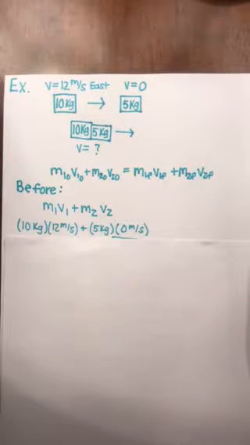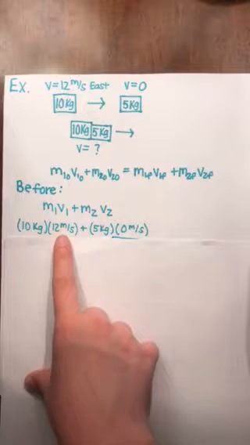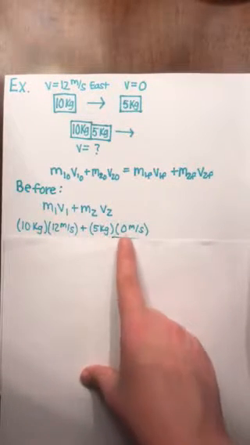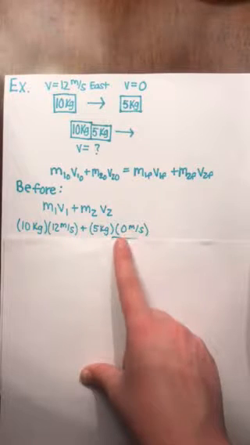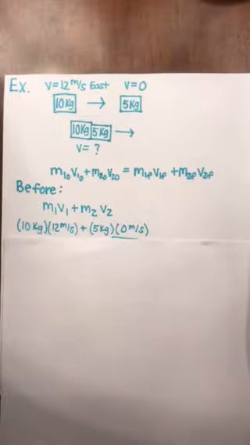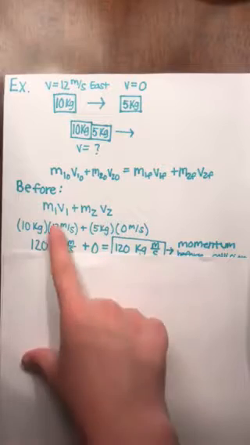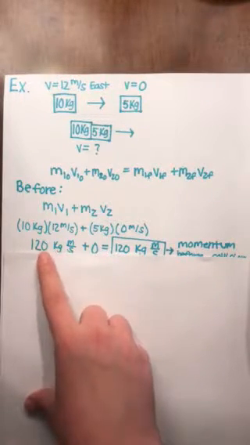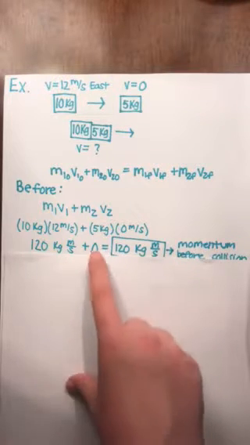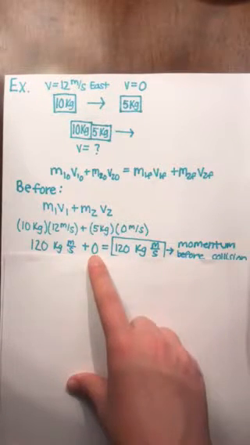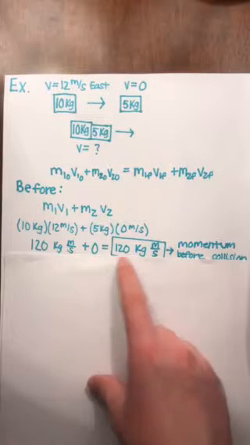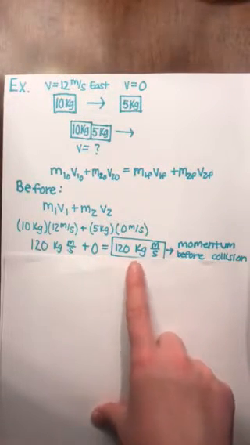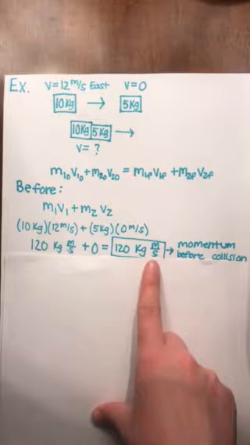Just plugging in numbers, we plug in 10 kilograms and it's moving at 12 meters per second, and we're going to be adding that to the 5 kilogram mass, and it's at rest, so it's moving 0 meters per second. We multiply 10 times 12, we get 120 kilograms times meters per second as the momentum for the first mass, and then we just get 0 for the momentum of the second mass because it's not moving. So we know that the total momentum before the collision is equal to 120 kilograms times meters per second.